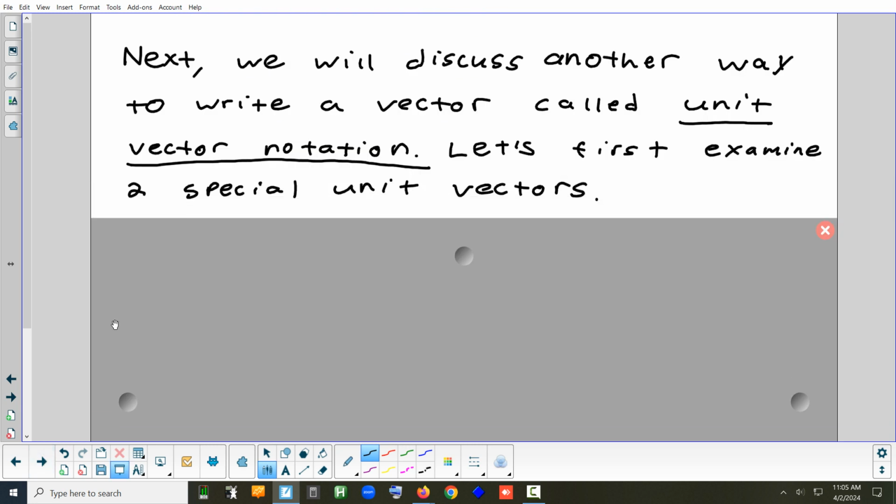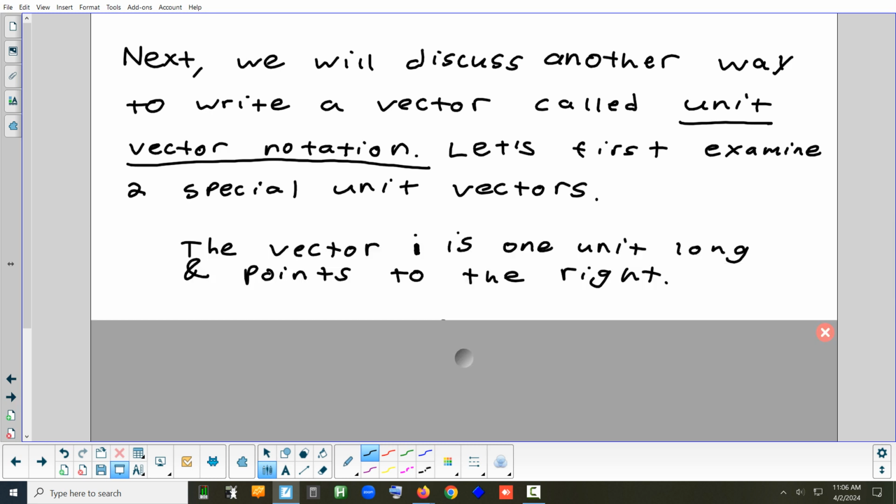All right, so the last notation I'm going to show you for a vector, this is the one that we use most often, and it's called unit vector notation. It's pretty similar to the notation I showed you yesterday. First, can someone remind me, if you have a unit vector, we talked about that yesterday, it has a certain length. What's the length of a unit vector? Yep, 1. So to write a vector in what's called unit vector notation, I'm going to show you two special unit vectors. The first one is i.